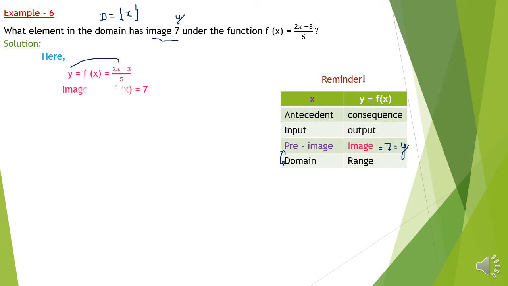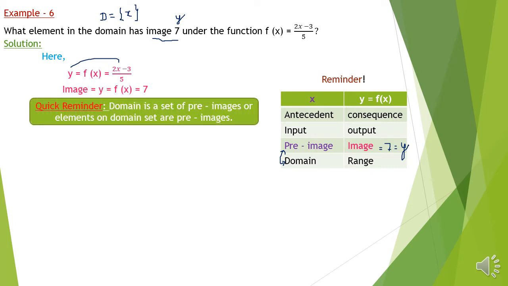So here image y is equal to f(x) is equal to 7. So we have done question number 2. A quick reminder: I will read what is written on your screen. Domain is a set of pre-images, or elements in the domain are pre-images. So it's a quick reminder for you.